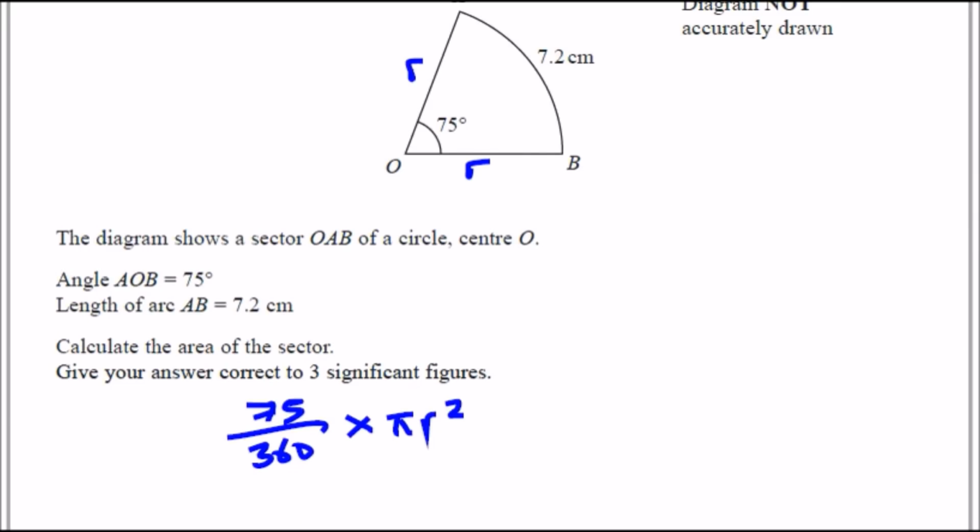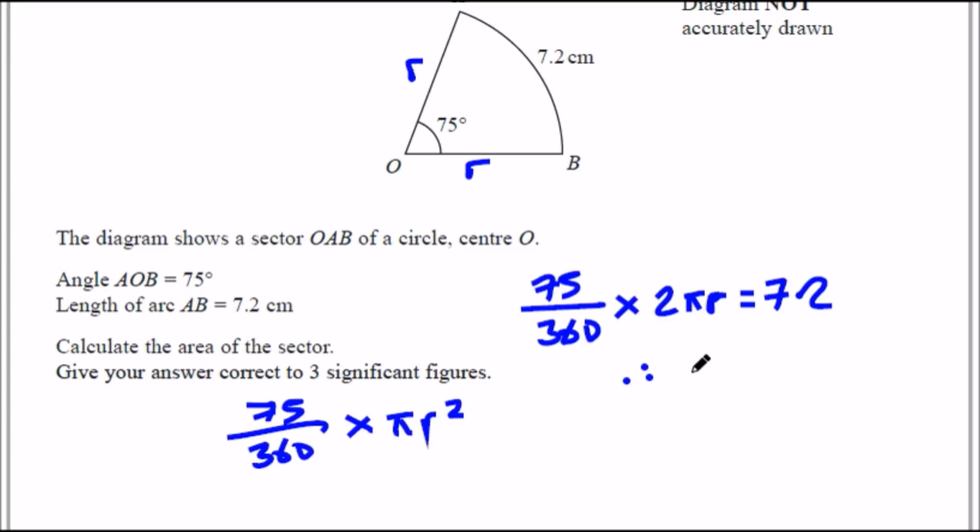So the arc length tells us that we have, again, a fraction of the circle multiplied by 2 pi r. This should give us the arc length, which is 7.2. So this is the equation required to find the arc length. Now all you have to do is manipulate this. So let's multiply this out: 75 over 360 times 2 pi r equals 7.2.